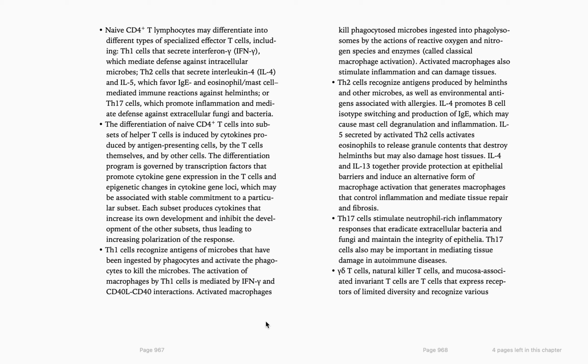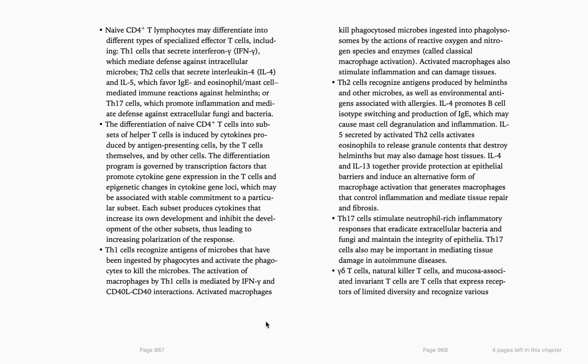T helper 2 cells recognize antigens produced by helminths and other microbes, as well as environmental antigens associated with allergies. Interleukin 4 promotes B cell isotype switching and production of IgE, which may cause mast cell degranulation and inflammation.